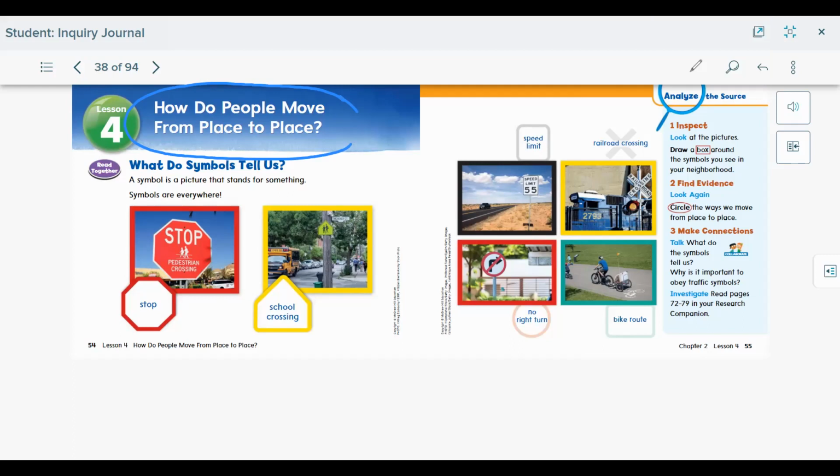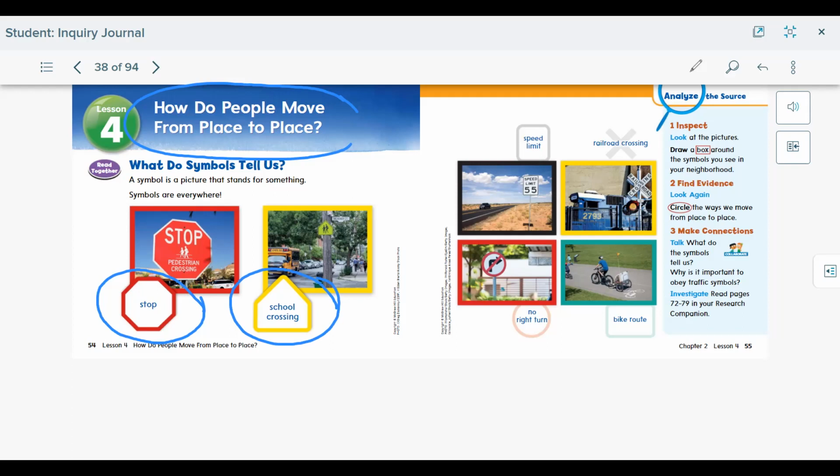A symbol is a picture that stands for something. Symbols are everywhere. Let's look at these symbols here. This symbol, that is a stop sign. So that tells us to stop if we're driving. This symbol is telling us that there is a school crossing. So we need to watch out for people crossing the road.